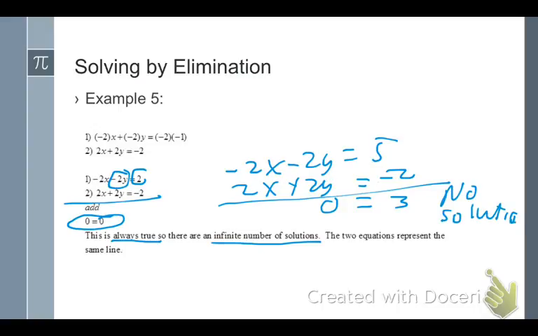So if you get a statement that 0 equals 0, and you kind of go, well, that's the obvious, I see that, then it's always true. You have infinite solutions. If you get a statement that's never true, 0 can never be equal to 3, then there's no solution.